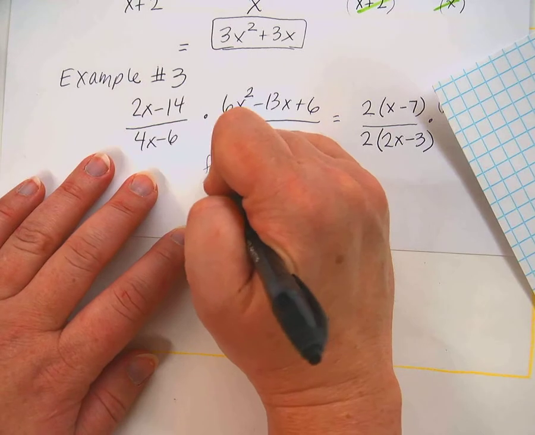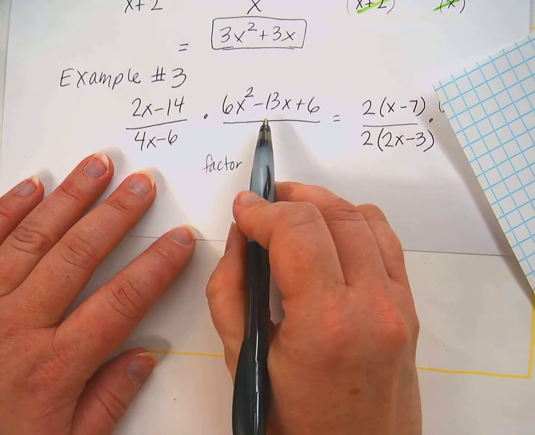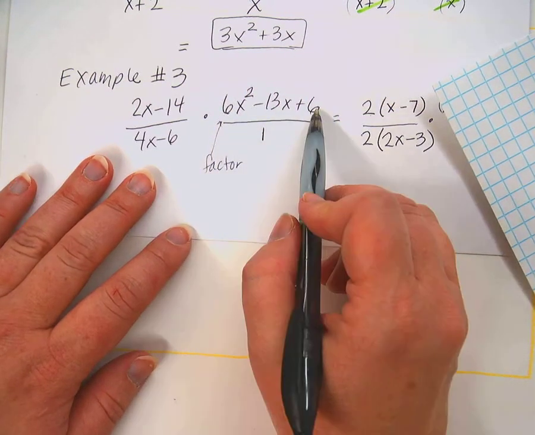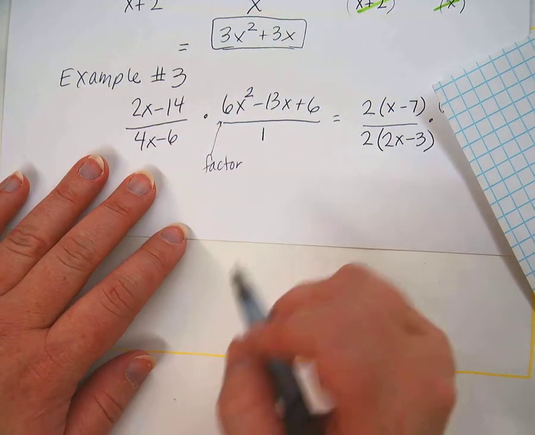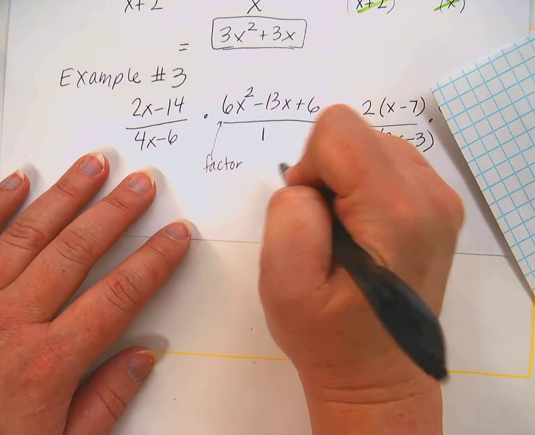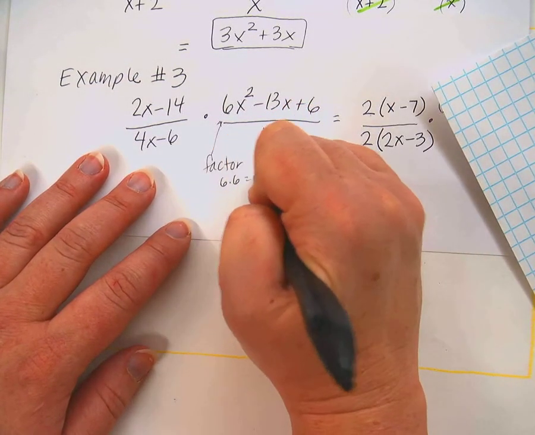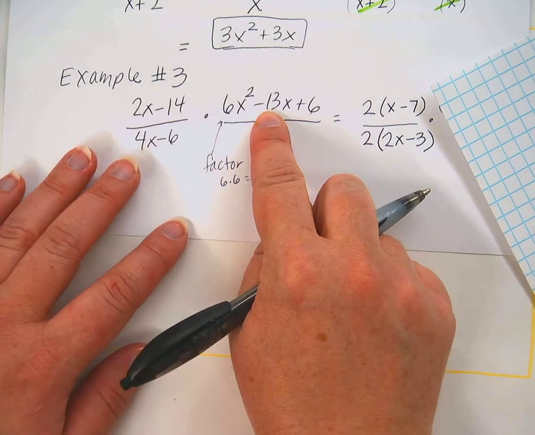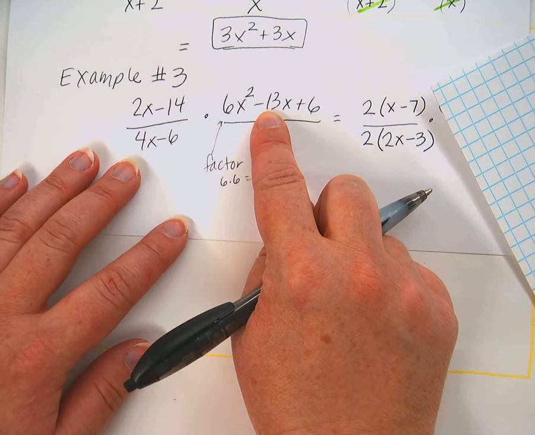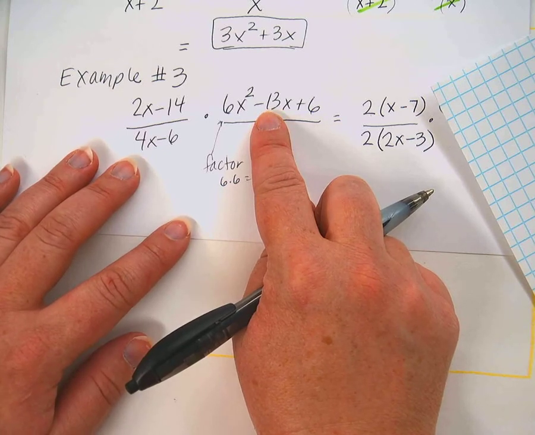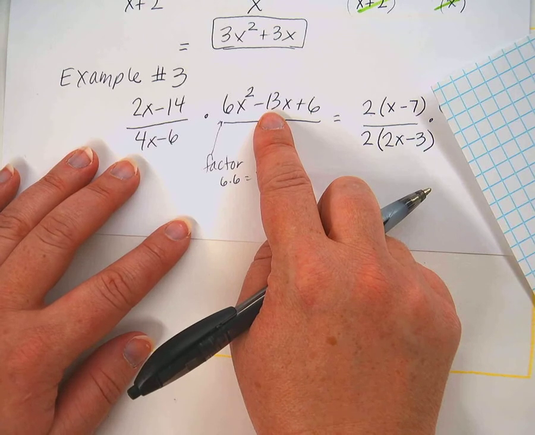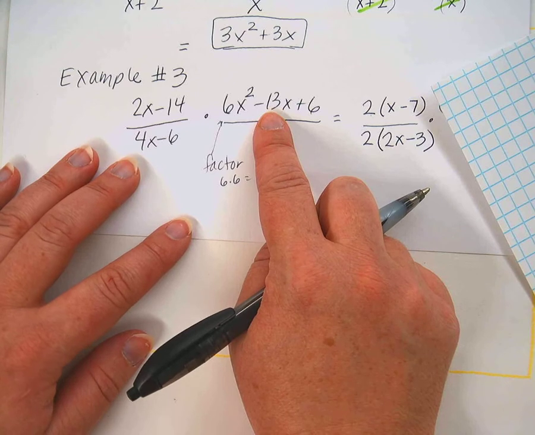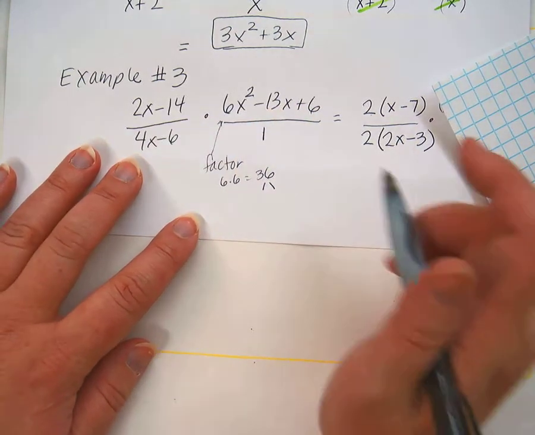Okay, so let's factor 6x squared minus 13x plus 6. So we need to start by multiplying the 6 and the 6 together. What's 6 times 6? 36. So we have 6 times 6 is 36. And now I need factors of 36 that add up to a negative 13. Yep, but 9 and 4 would add up to a positive 13. So Jacob, negative 9 and negative 4. Thank you.